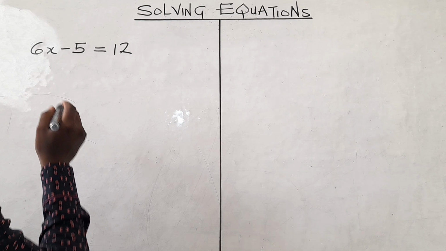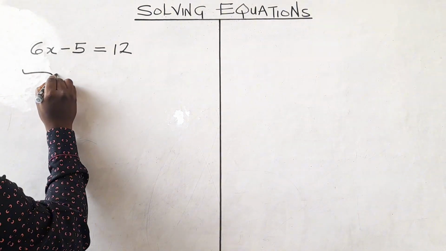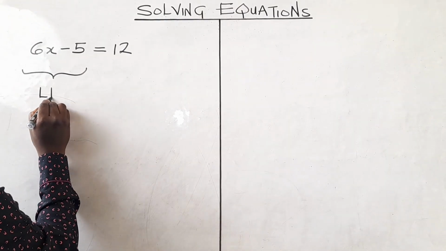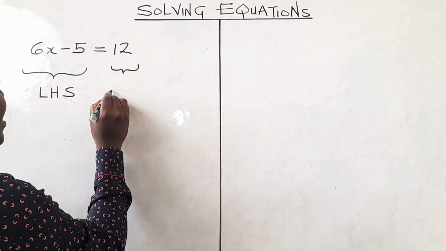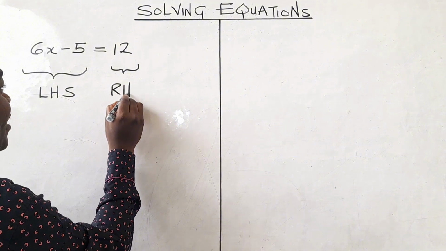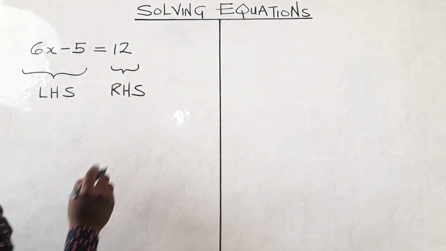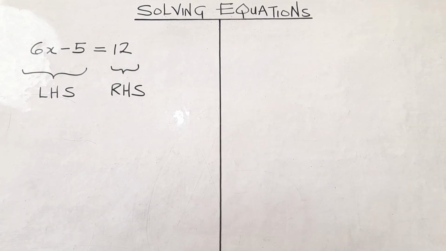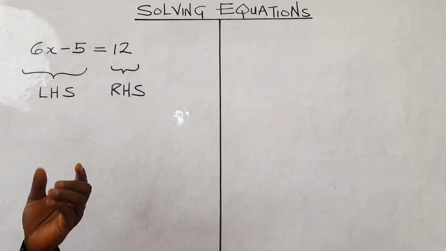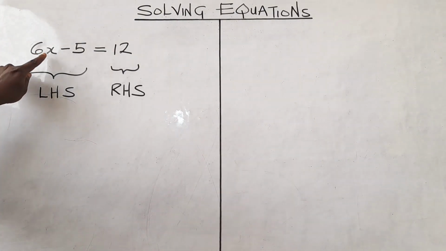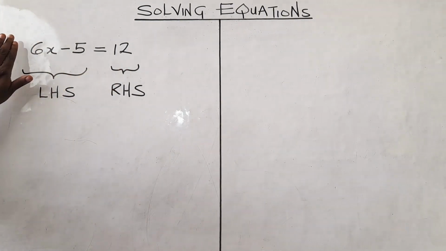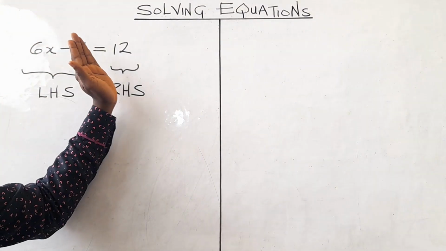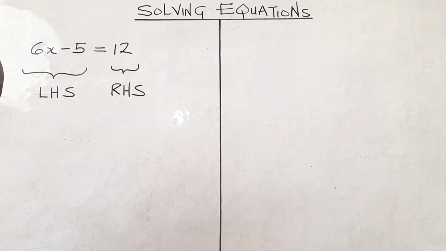Note, this side is called the left hand side, while this is called the right hand side. Solving an equation is actually trying to get the unknown value of the variable here. The variable is x. That will agree that this side of the expression is equal to the other side of the expression.